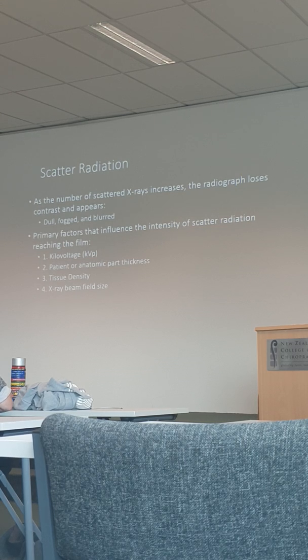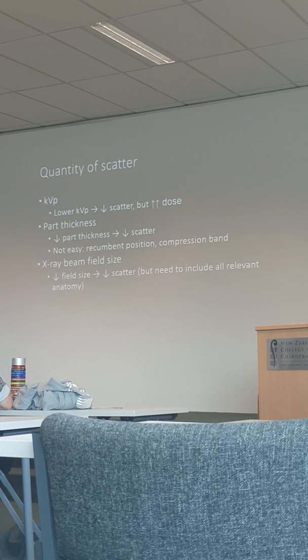Scattered radiation: as the number of scattered X-rays increases, the radiograph loses contrast and appears dull, foggy, and blurred. That's because they're traveling in a different direction to the primary beam, so they're not coming from where you want, and you get a blurry image. The main factors that influence scatter radiation are kVp, patient thickness, tissue density, and X-ray beam field size. If you decrease the kVp, you decrease the scatter because it's decreasing the energy. Those lower energy X-rays are more likely to be absorbed by the patient, so you don't get the scattered radiation, but you get a huge increase in patient dose.